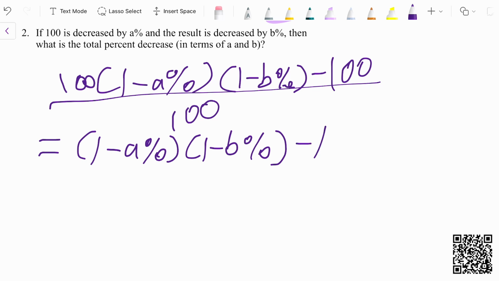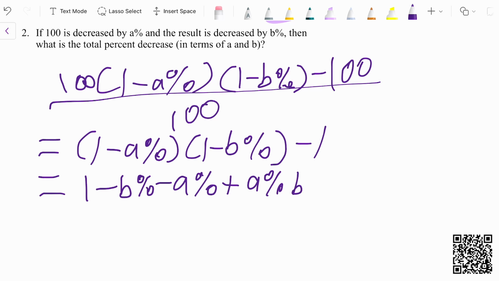So, as my math teacher would say, we have to use FOIL, which is basically first, outer, inner, last. So first here we have 1, our outer, which is 1 and B%, negative B%, inner, minus A%, and last, so positive A%, B%, minus 1. So these two basically simplify out because it's a positive one and a negative one. So at this point in time, we have this.